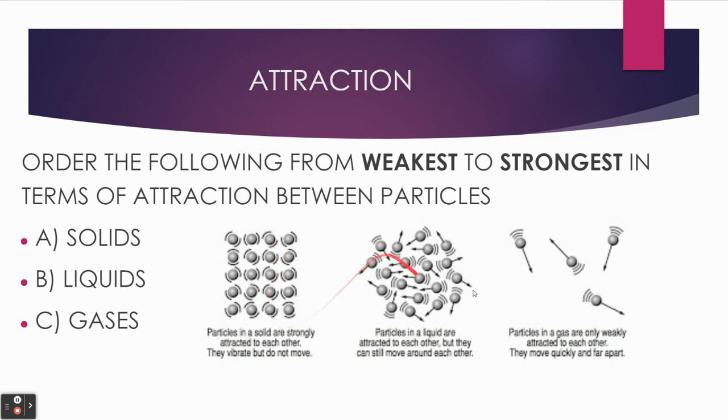How do these different states of matter differ in terms of attraction? When we look at the attraction, you should be able to arrange these from weakest attraction to strongest attraction and vice versa. So the weakest attraction exists within the gases. The particles are not as attracted to each other as they are in other states. The strongest attraction is solids, and then liquids are somewhere in between.